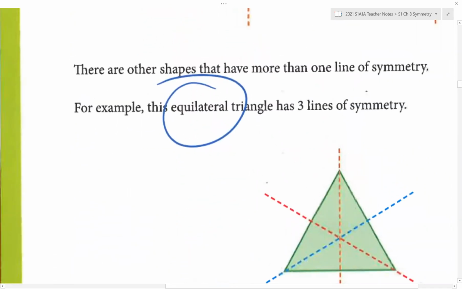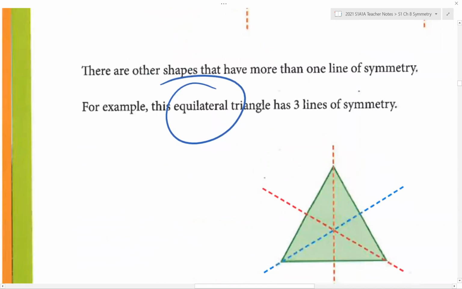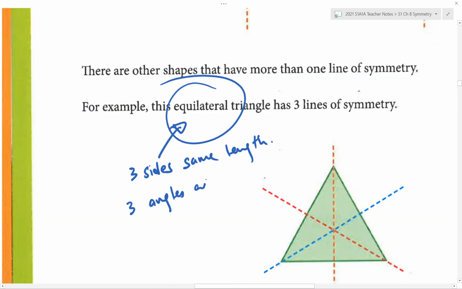Did you all learn equilateral in primary school? Equilateral means three sides having the same length. In addition, because of that, three angles are all 60 degrees.